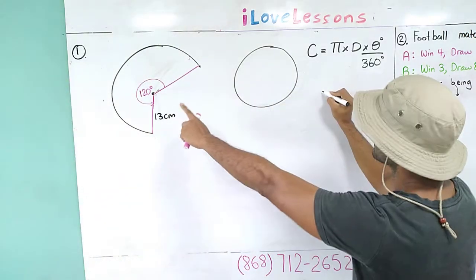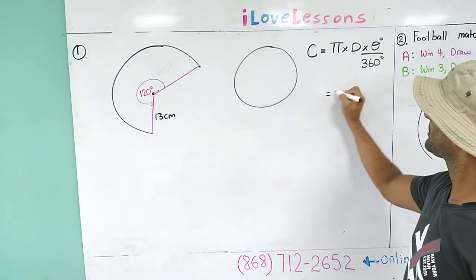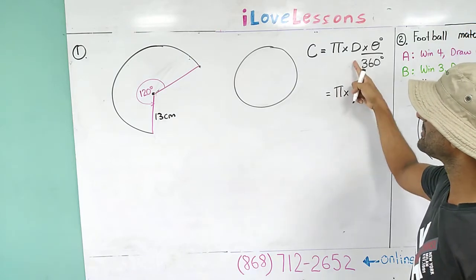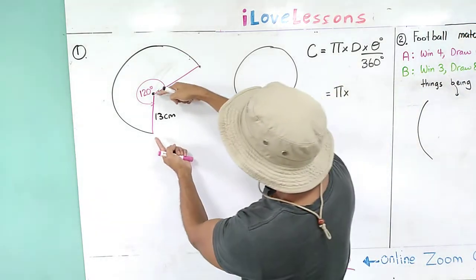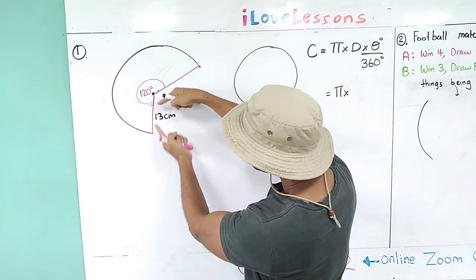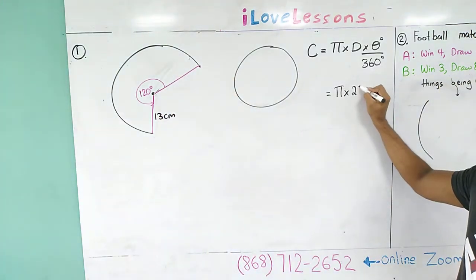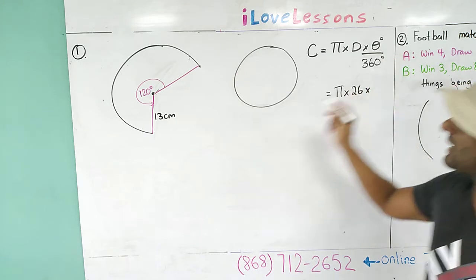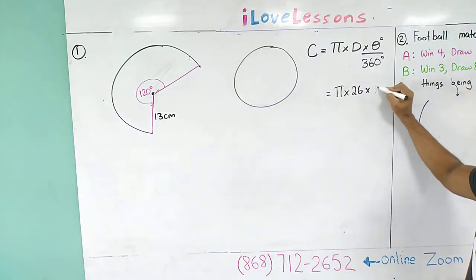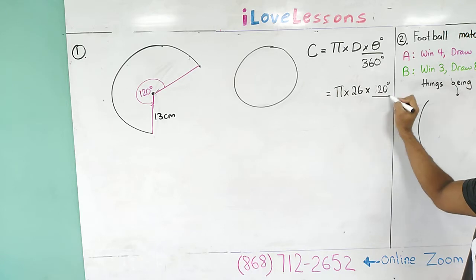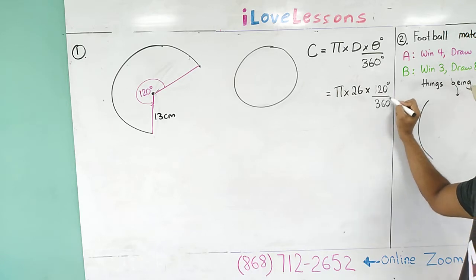So to find the circumference of this shape here is pi. How much is the diameter though? The radius is 13. That means the diameter is twice the amount. So the diameter is 26. How much is the angle in the sector? 120. And then we have to divide it by 360.